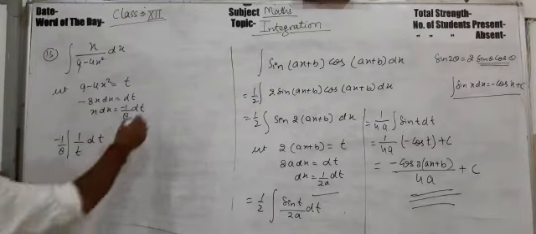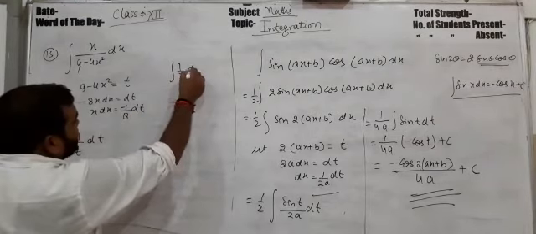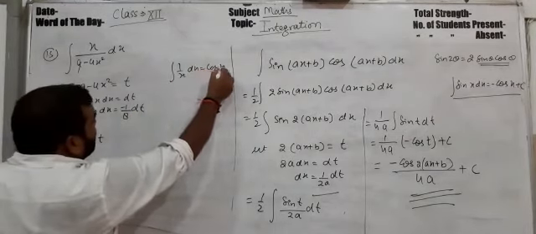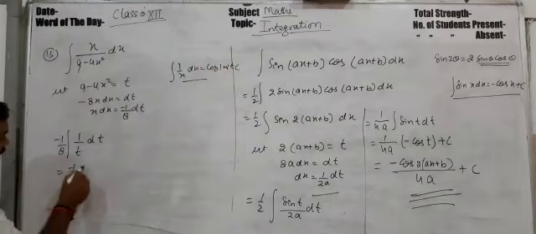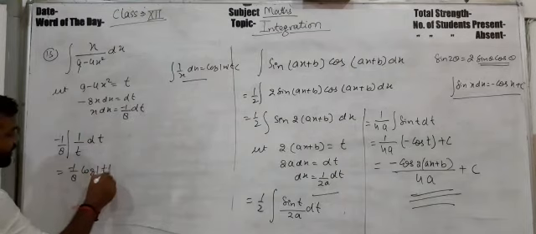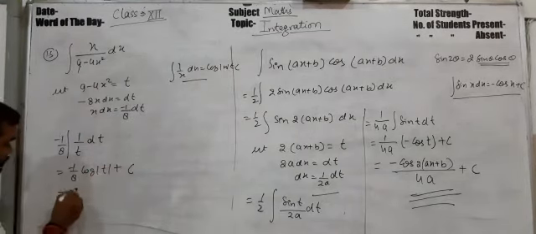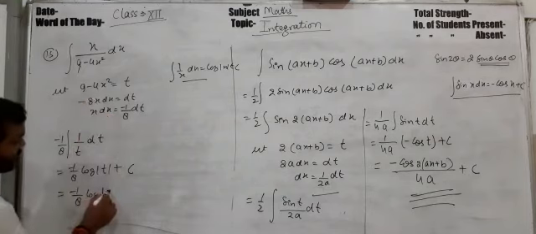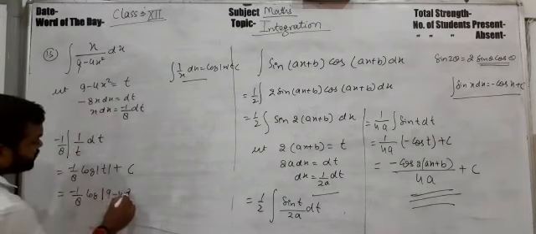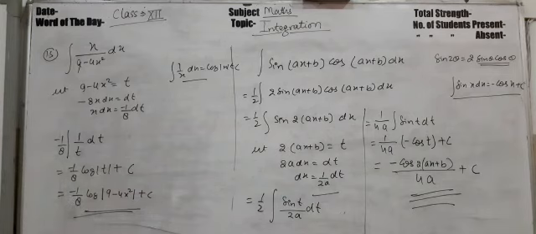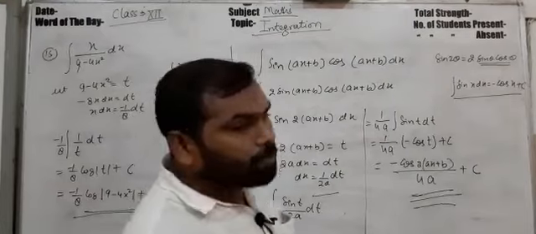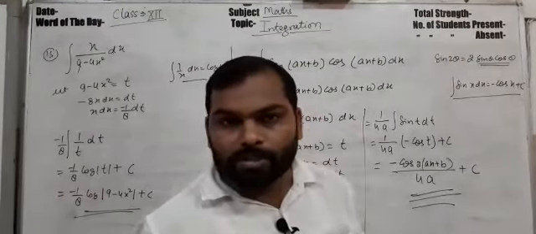Now we know that integration of 1 by x dx is log of mod x plus c. So this becomes minus 1 by 8 log of mod t plus c. That is minus 1 by 8 log of t, where t means 9 minus 4x square, plus c. Okay, I hope you understand. Go through these videos once and try to complete 7.2.